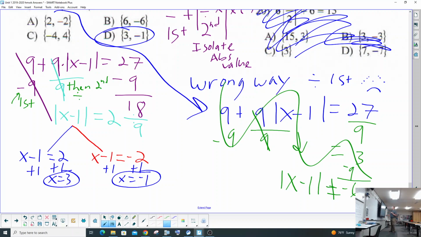So add and subtract first, and then divide and multiply second. Cool. So practice number 20 next, and get this assignment done for next time.